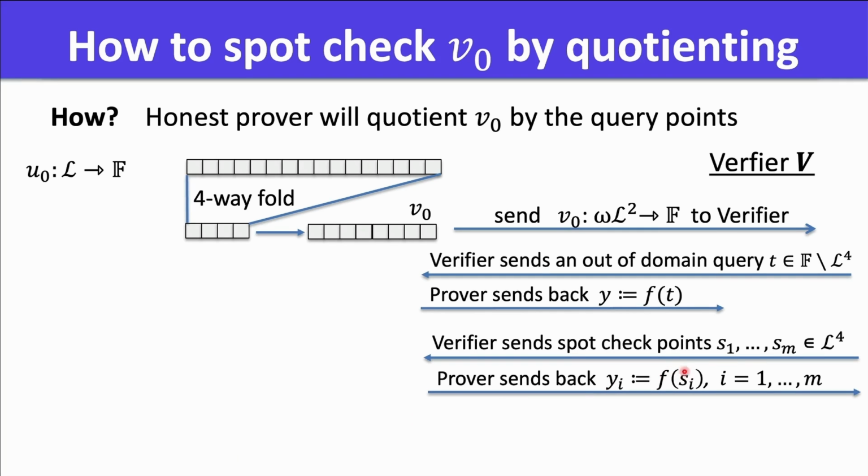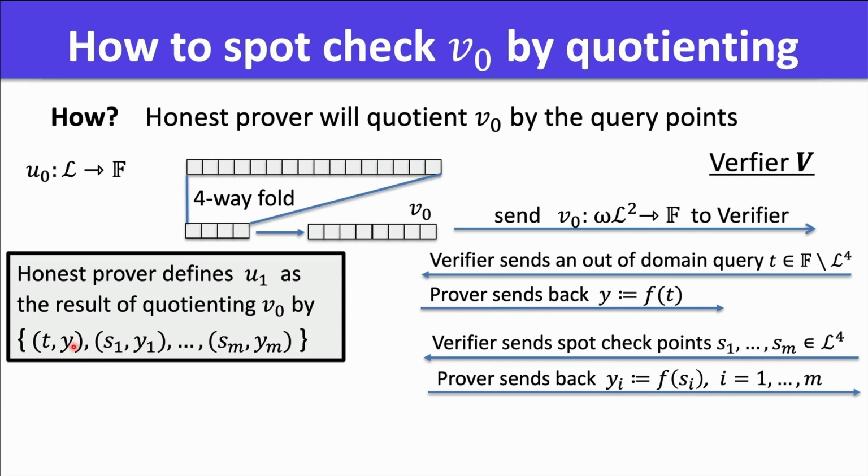Then the verifier will send its spot check points in L to the fourth. The verifier can only do spot checking over here, so it will send its spot checks in L to the fourth. And the prover will send back the openings of this chosen polynomial at those points. And now the honest prover will actually quotient out V0 by the out-of-domain query, along with all the spot checking points.